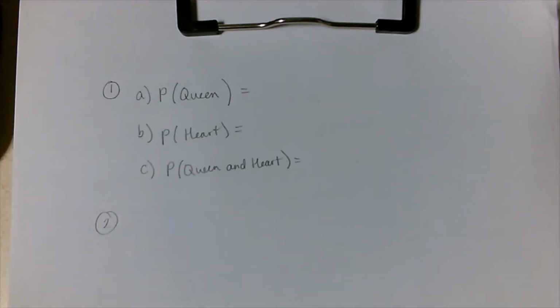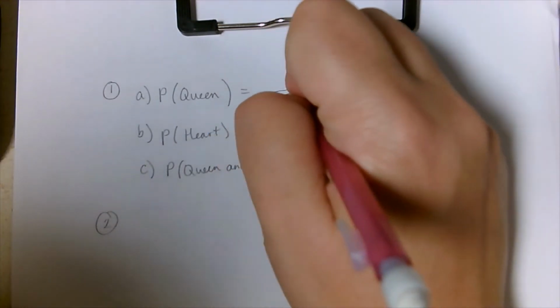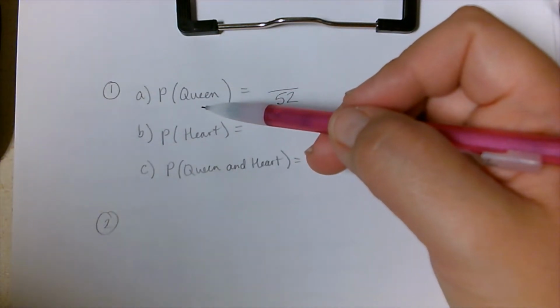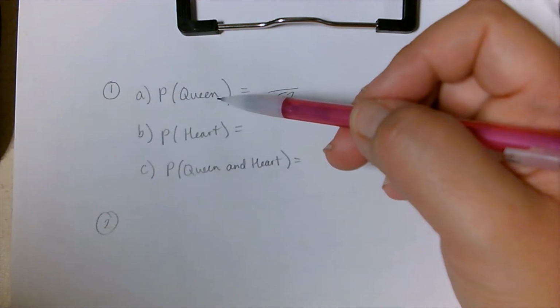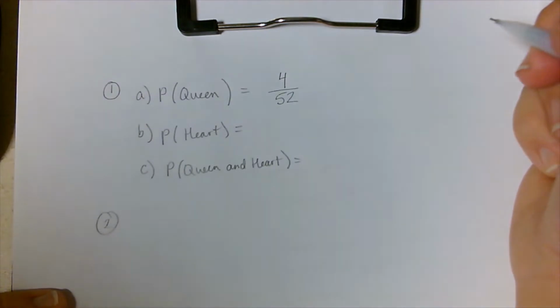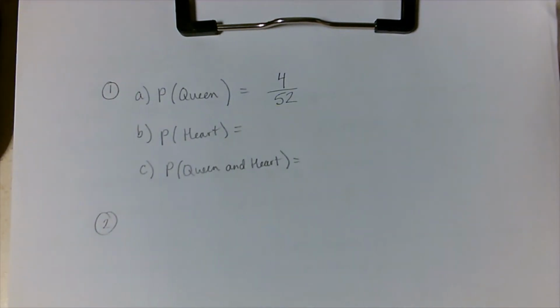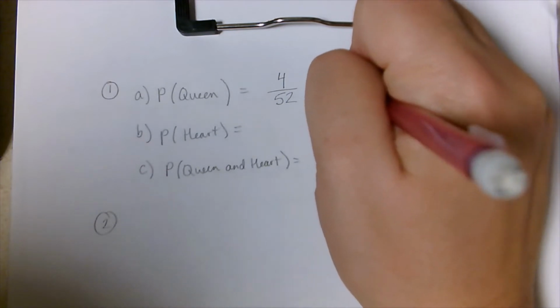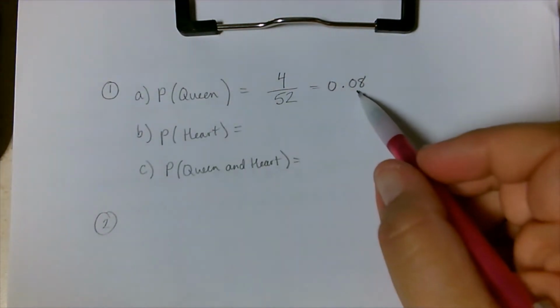We're looking for the probability of getting a queen. Out of a standard deck of cards, there are 52 cards in the deck. There's a queen of hearts, a queen of spades, a queen of diamonds, a queen of clubs. So there's one queen in each suit, and there are 4 suits. So there are 4 queens in a deck of cards. So 4 out of 52 is the probability that we're looking for. If I take my calculator and divide 4 by 52, I get 0.0769, which is going to be 0.08. So an 8% chance of getting a queen.